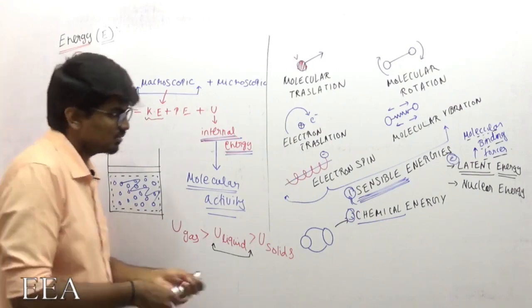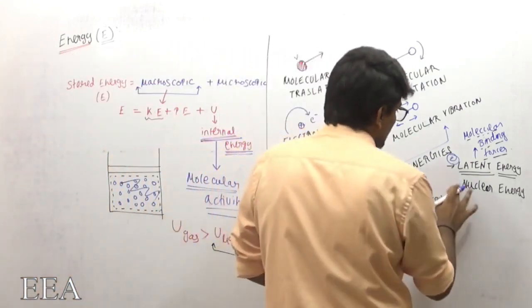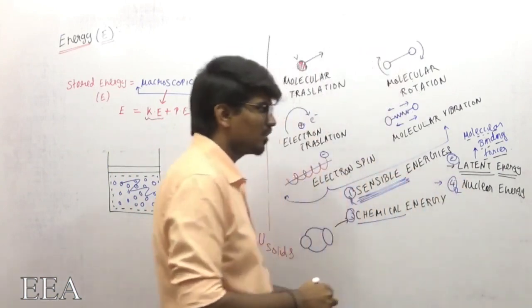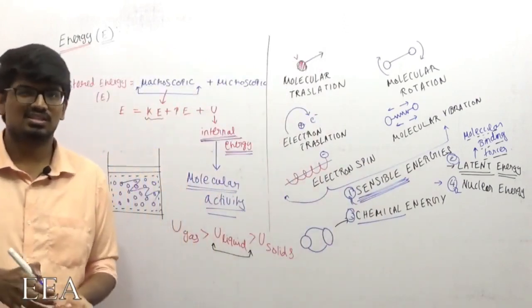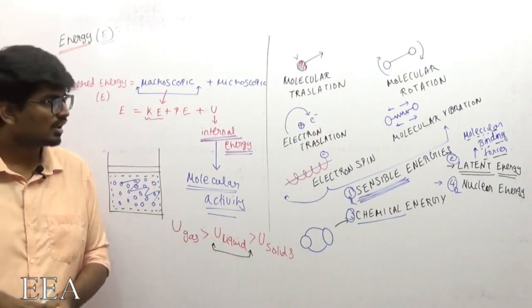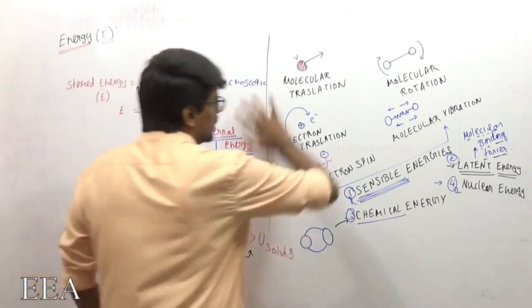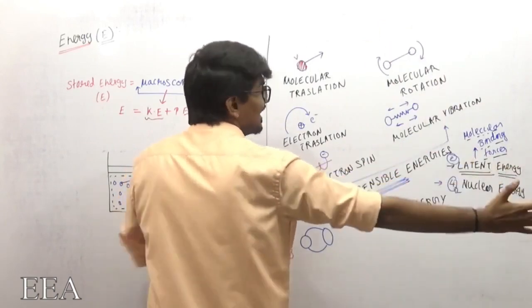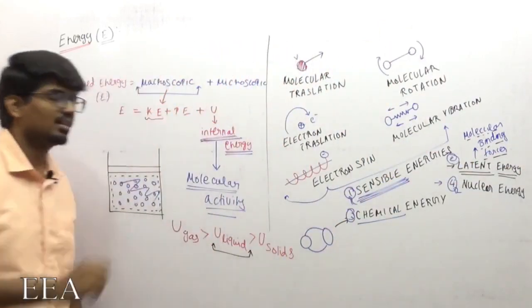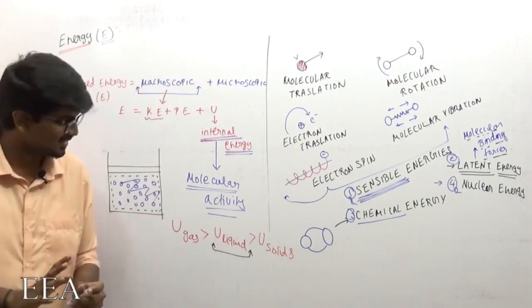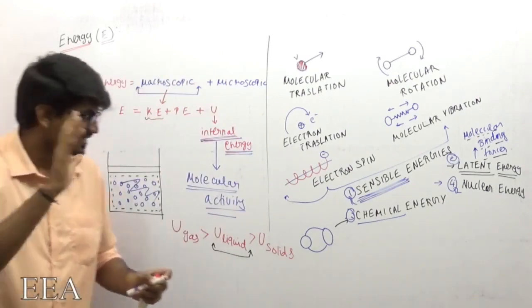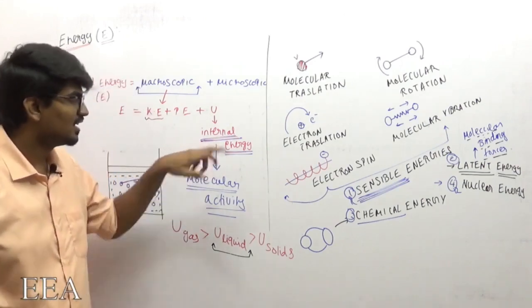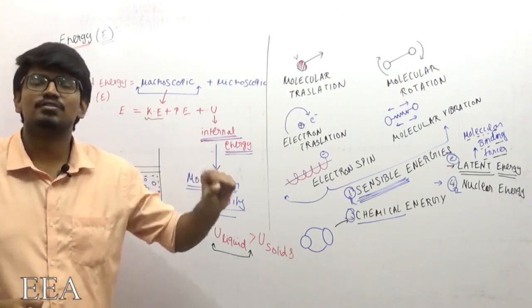Especially that nuclear energy will be more predominant, with fusion and fission reactions, which we are not going to study in thermodynamics. In our thermodynamics, it's completely chemistry. So all this microscopic or molecular level energies summed up will be internal energy. I hope you understood what internal energy is in a detailed manner. So internal energy is nothing but the sum of all the molecular forms of energy.